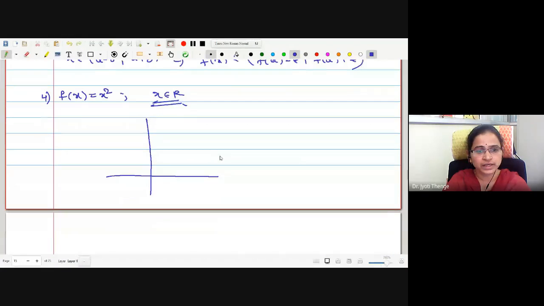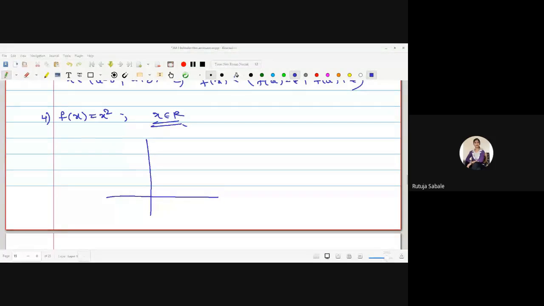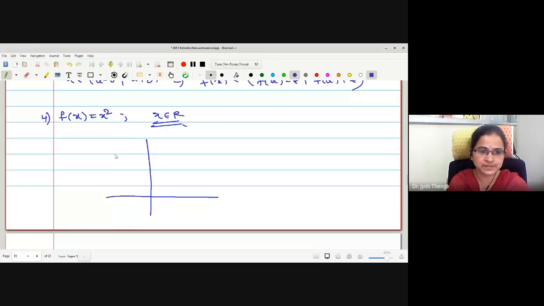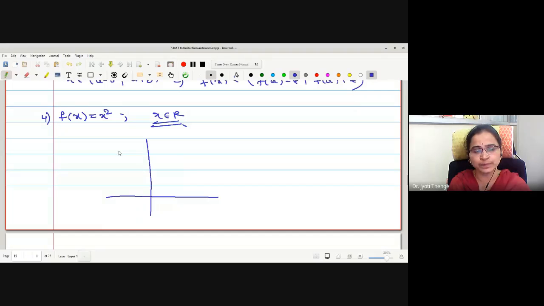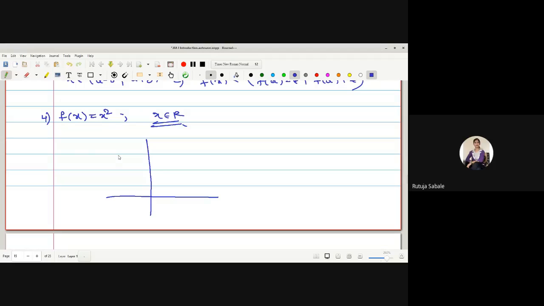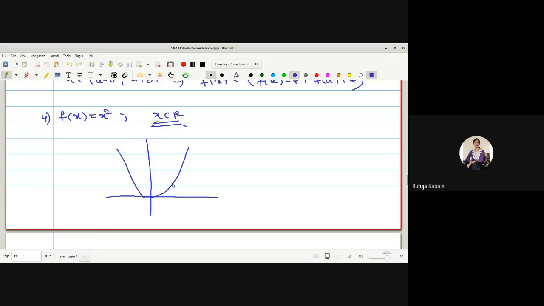Can anyone tell me the graph of this function? Parabola in first and second quadrant. Good. The parabola. Touching origin or not? Yes, ma'am. Touching origin. What is the shape? U shape. Yes, ma'am. Is the function continuous? Yes, ma'am.